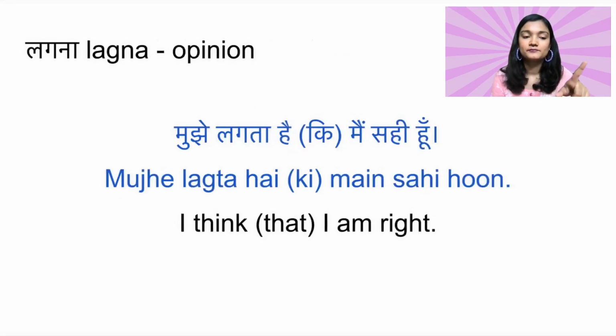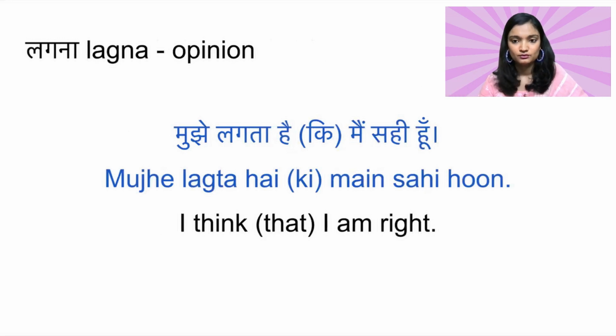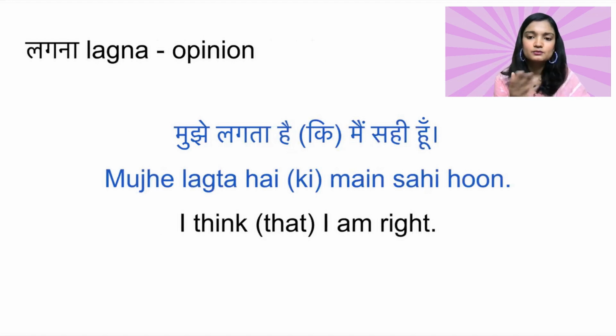The next use is to talk about your opinion. When you want to say, I believe that, I think that, or according to me, in my opinion, to say all these phrases, you need Lagna there. My sentence here is, मुझे लगता है मैं सही हूँ. You cannot use मैं with Lagna. You must always say मुझे लगता है. If you want, you can add ki in your sentence to mean that. Otherwise, it will suffice without it. मुझे लगता है कि मैं सही हूँ. I think that I'm right or I'm correct.